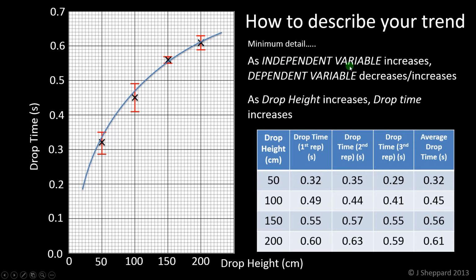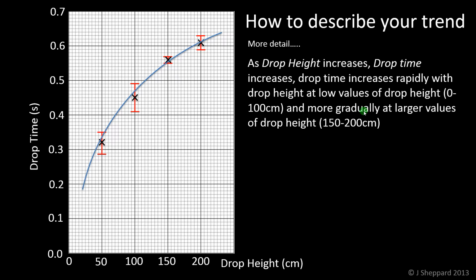And remember here, the independent variable is drop height, that's the one that you're controlling in this experiment, and the dependent variable is drop time. So you'll need to make sure you're clear on which variable is which for your experiment so you can describe the trend properly. Well, that's the minimum level of detail. We can actually do better than that. We can describe the change in the trend as we go through. So as drop height increases, drop time increases.